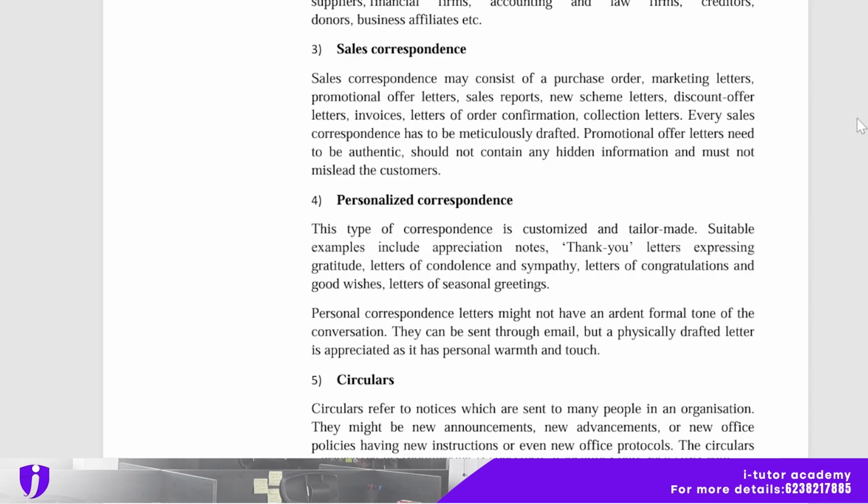Sales correspondence may consist of a purchase order, marketing letters, promotional offer letters, sales reports, new scheme letters, discount offer letters, invoices, letters of order confirmation, and collection letters. Every sales correspondence has to be meticulously drafted. Promotional offer letters need to be authentic, should not contain any hidden information, and must not mislead the customers.